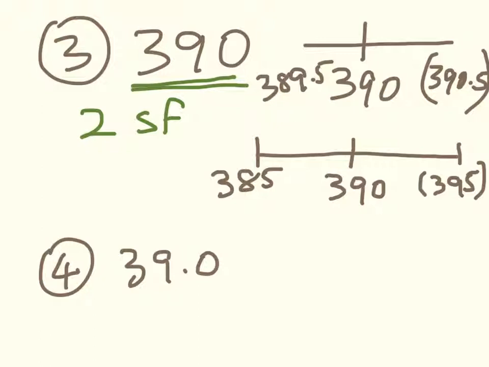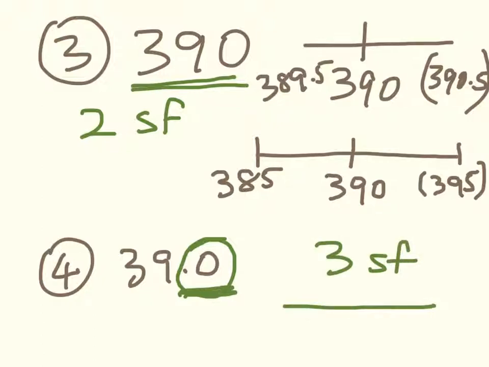Now the next number is 39.0. In this case, the fact that there's a decimal point followed by a 0 is conveying information that there are no tenths. So in this case, the 0 is a significant figure. So zeros that follow the decimal point after some other digits are significant. So 39.0 has 3 significant figures.